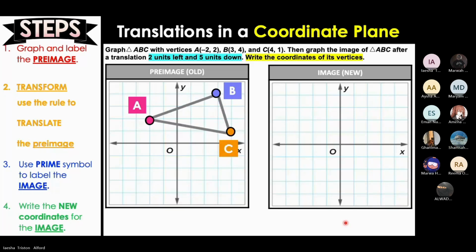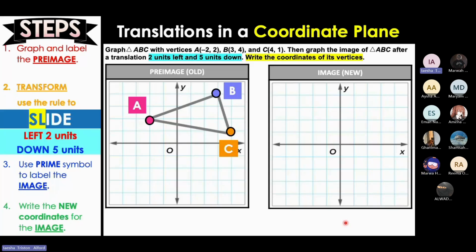Connect the dots. Then we want to translate where? Translate means to slide. We're sliding 2 units left and 5 units down. So from A, 2 left, 5 down. From B, 2 left, 5 down. From C, 2 left, 5 down.